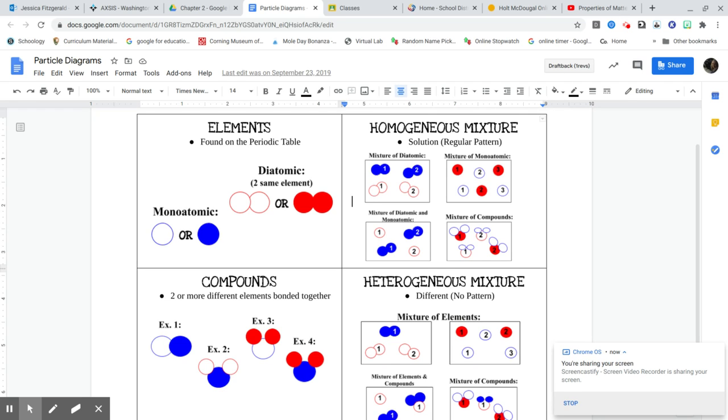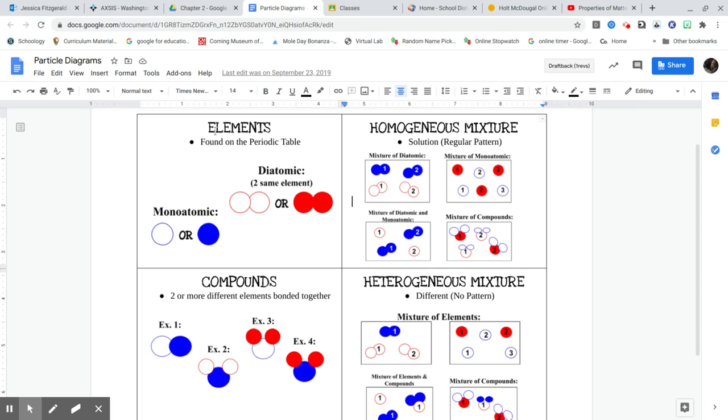Today we're going to be looking at particle diagrams in class. And basically, what a particle diagram is, you're looking at a picture of the atom or atoms that make up your element, compounds, or your mixtures. Your particle diagrams are also like microscopic, if we could break down and see the individual elements or atoms.